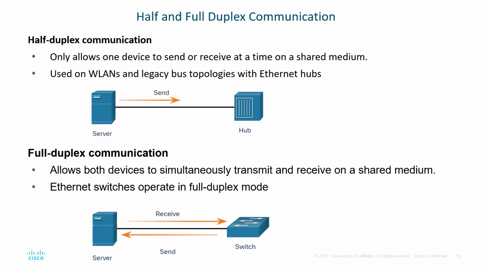So half duplex communication versus full duplex. Half duplex communication means only allowing one device to send or receive at a time on a shared medium. Again, how do you understand shared medium? Think about it in this room. What is my shared medium? The switch, right? We are all plugged into this switch. This switch is plugged into that switch. That switch is where we gain internet connectivity. So that's the shared medium.